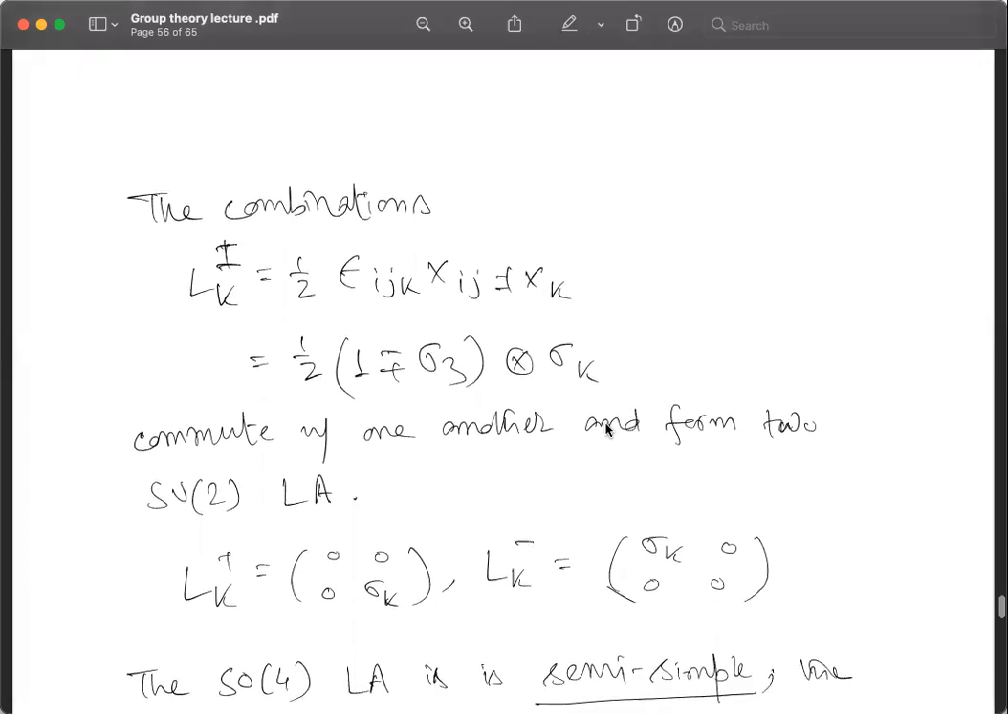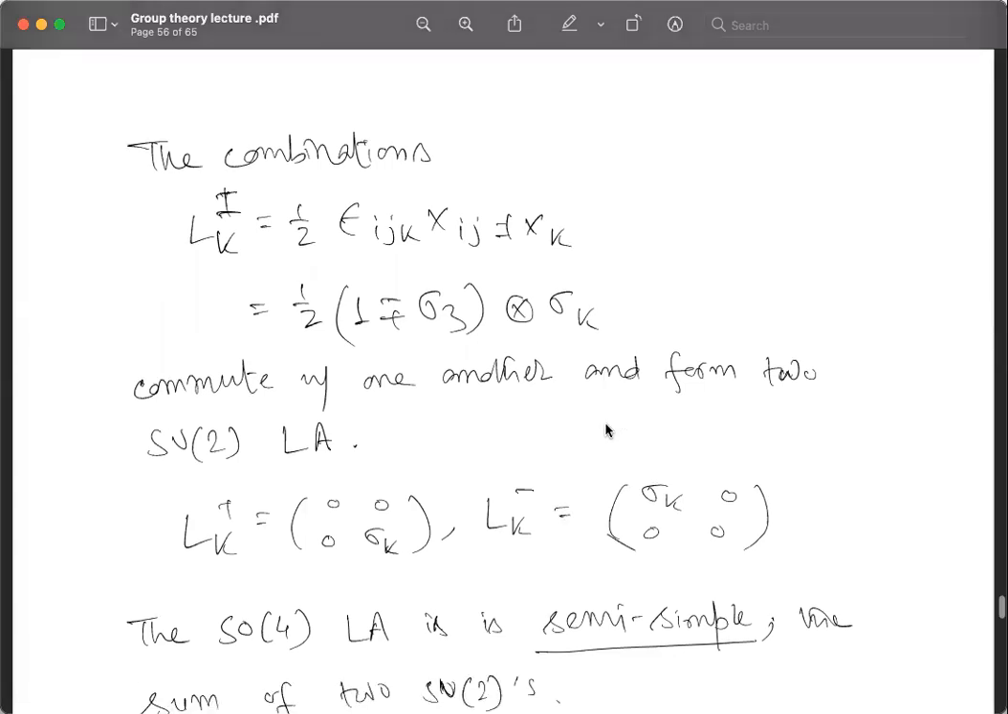From there, we can construct some kind of combinations, which we define as L_k^±, using the Levi-Civita symbol, we can define some kind of dual of the X generators. For example, L_k^± = (1/2) epsilon_ijk X_ij ± X_k, and that is like (1/2)(1 ∓ σ_3) times the σ_k. And interestingly, these generators actually commute with one another and form these two SU(2) Lie algebras.